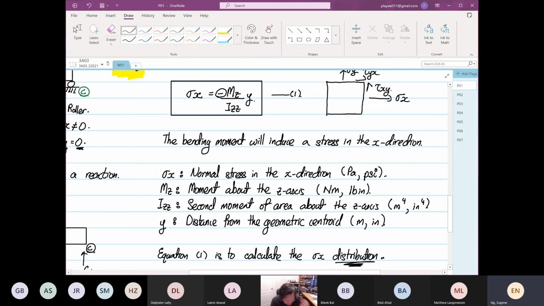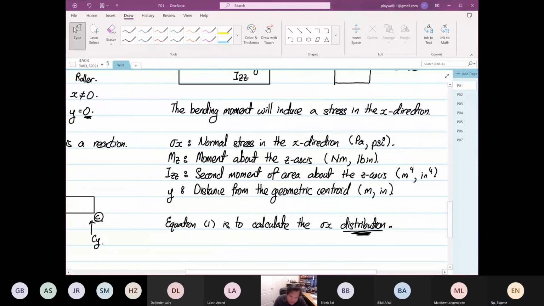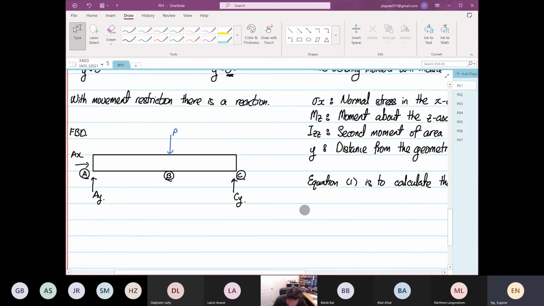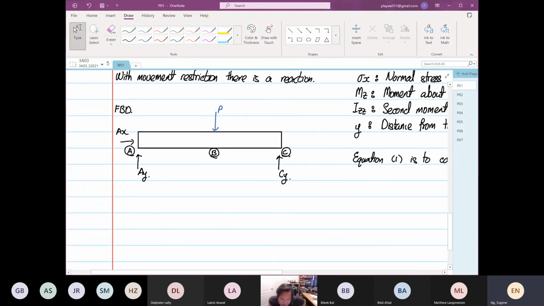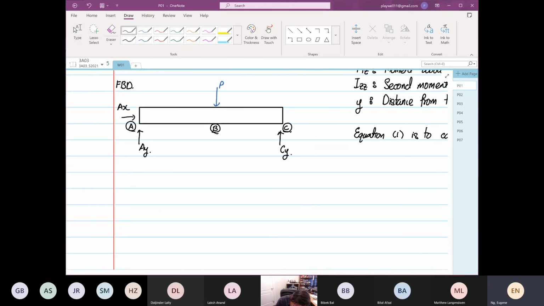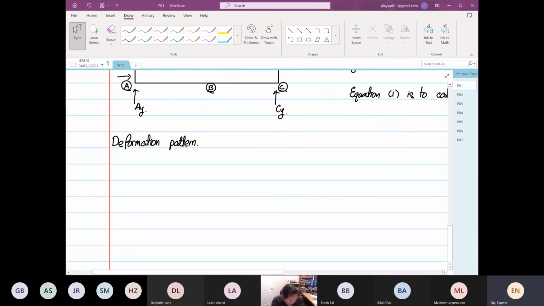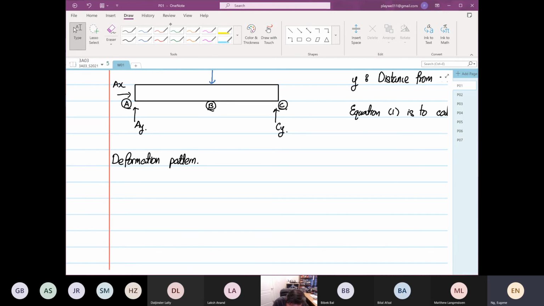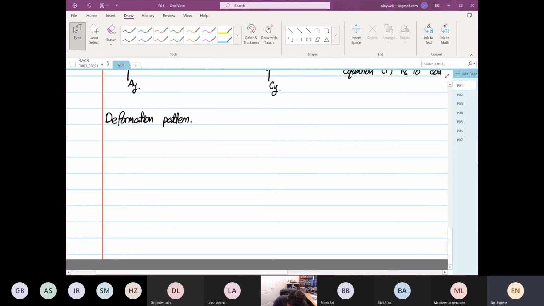To answer that, I'm going to look at the deformation pattern. Any questions? No. Okay, so let's look at the deformation pattern. We're still using the same loading, simply supported with a point load at point B. Deformation pattern is how the structure will bend, so we know that the structure will bend in a smiling face like this.